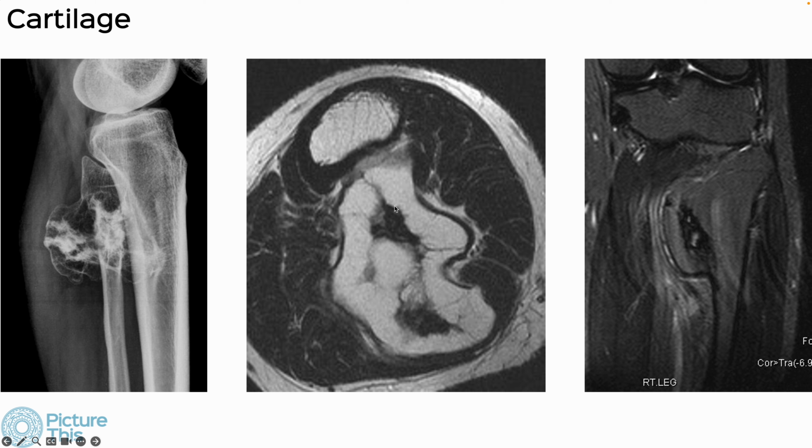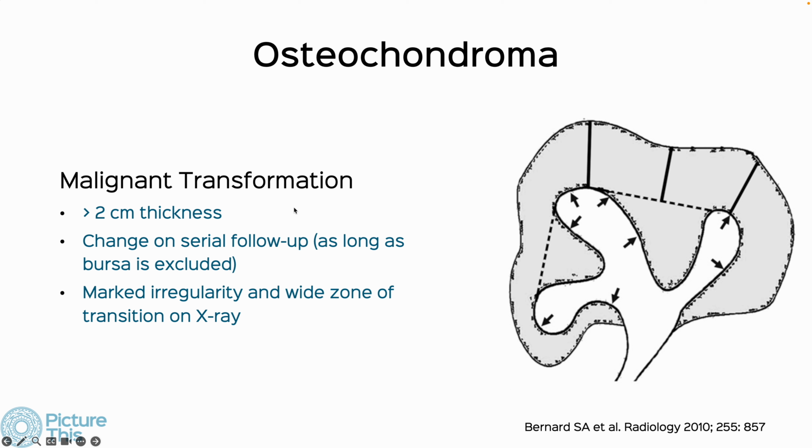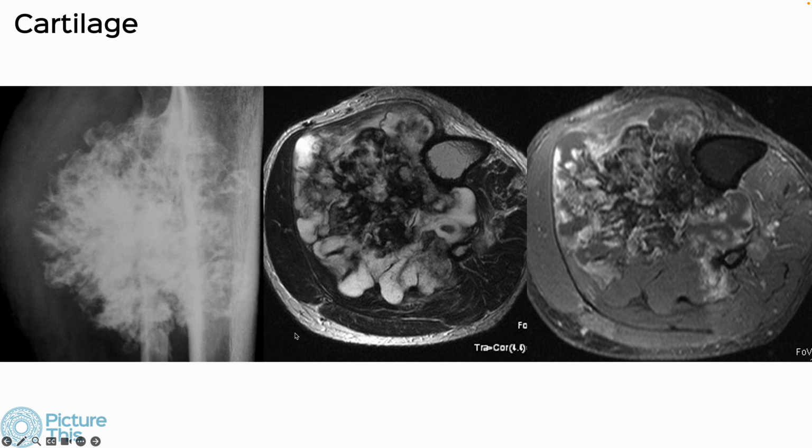That's the osteochondroma we saw earlier as a leave-alone lesion. Remember, that will always have marrow contiguity with the underlying bone. This arises from the fibula. You can see the thin cartilage cap here, and that's pretty much what it is. Malignant transformation is not common in osteochondromas. Typically, if you see greater than 2 centimeters thickness, change on serial follow-up, and marked irregularity and wide zone of transition, that's when you would think of malignant transformation, like in this patient. So you can see the rings and arcs appearance with marked irregularity of the surface.